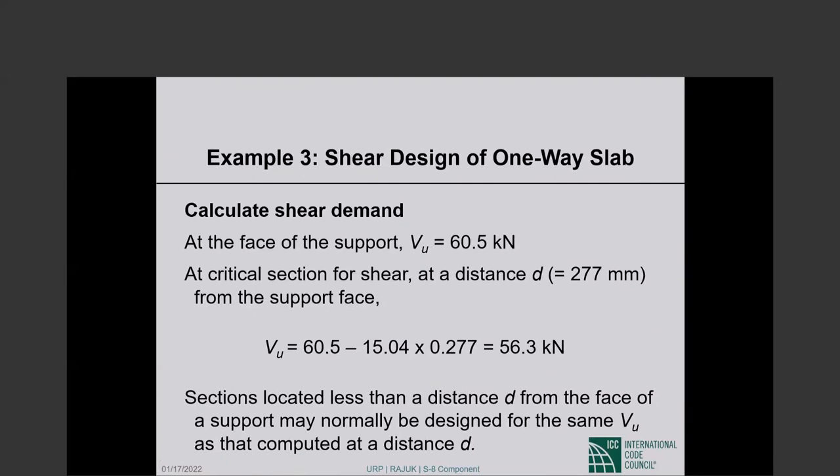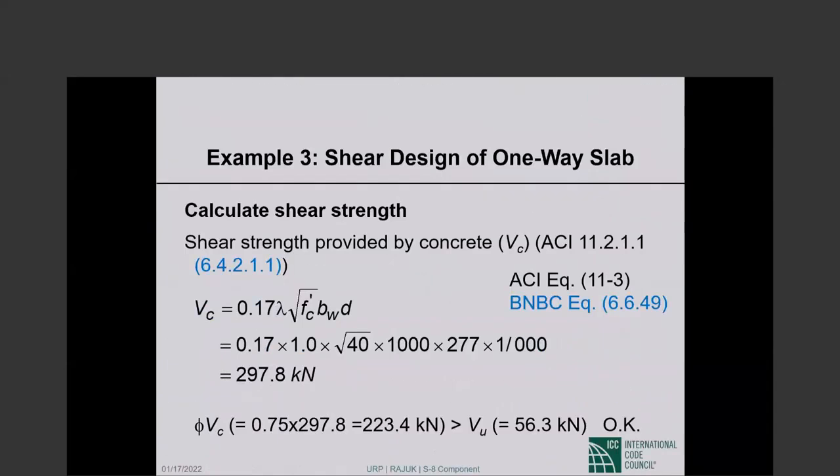Critical section for shear is at a distance d from the face of the support. d, we calculated, is 277. So the 60.5 kilonewtons of shear goes down to 56.3 at the critical section. Out of that, V sub C is 297.8. So we have 56.3 kips of shear at the critical section. Concrete alone can carry 297.8 times 0.75, which is 223.4. Obviously way larger than 56.3.